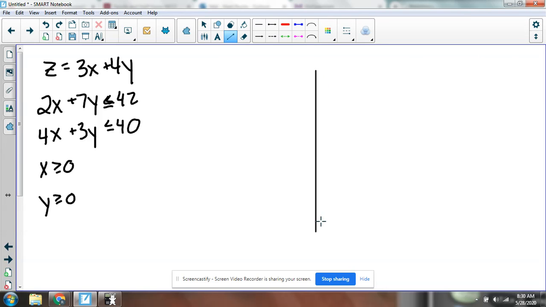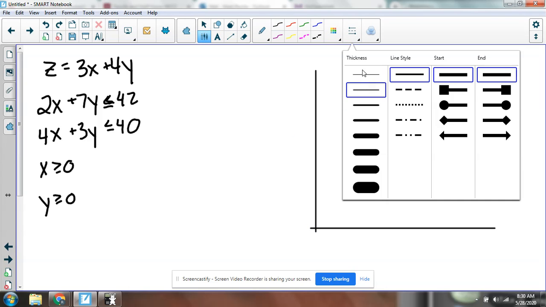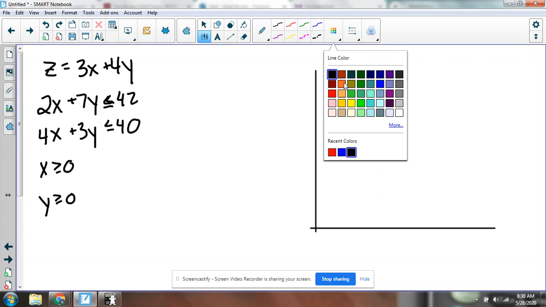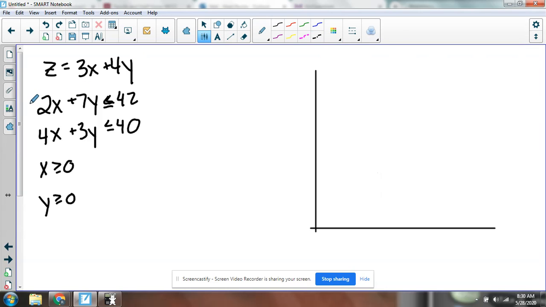Y, X. Okay, so the first line I'll do, we'll make this orange. So the process is the same. I'm going to let x be 0 and solve for y. So if I let this be 0, that's going to go away. I'm left with 7y equals 42, or y equals 6.